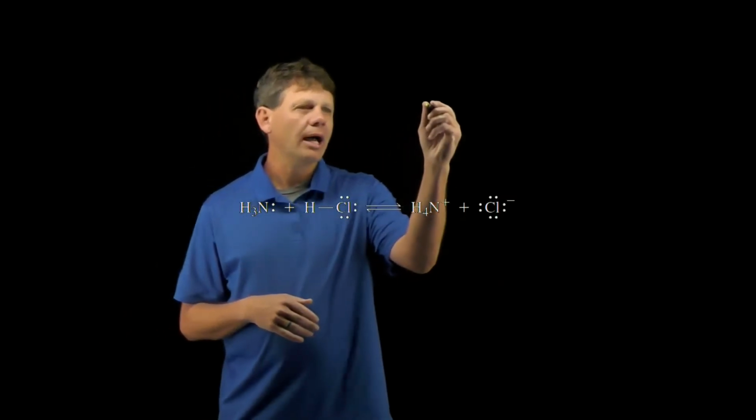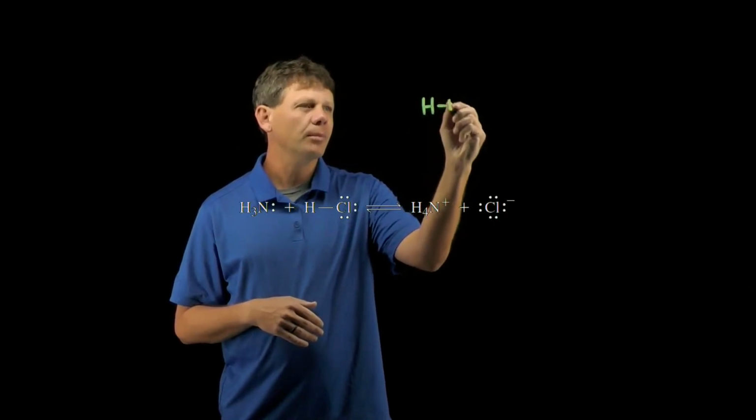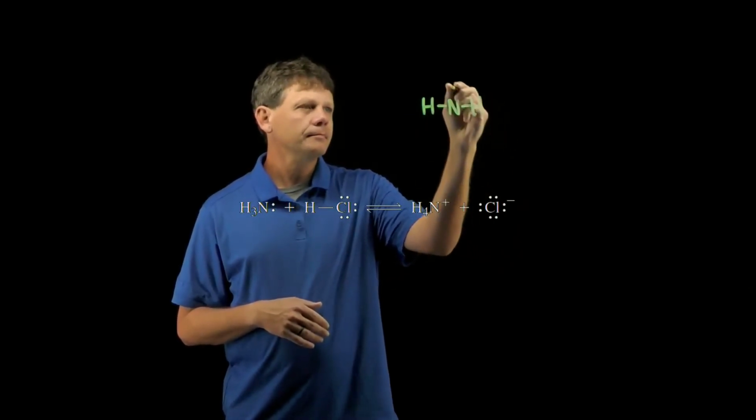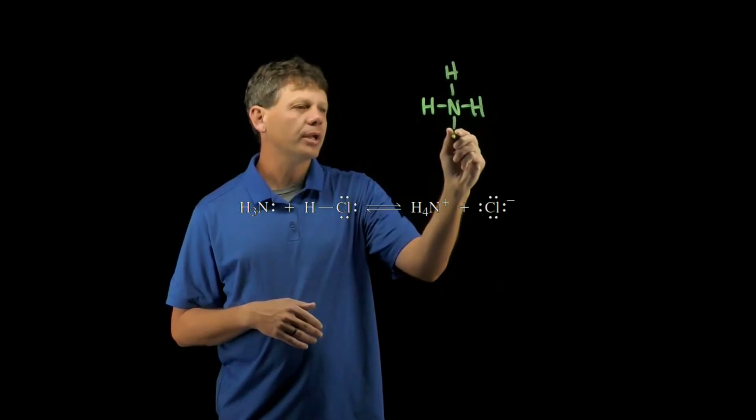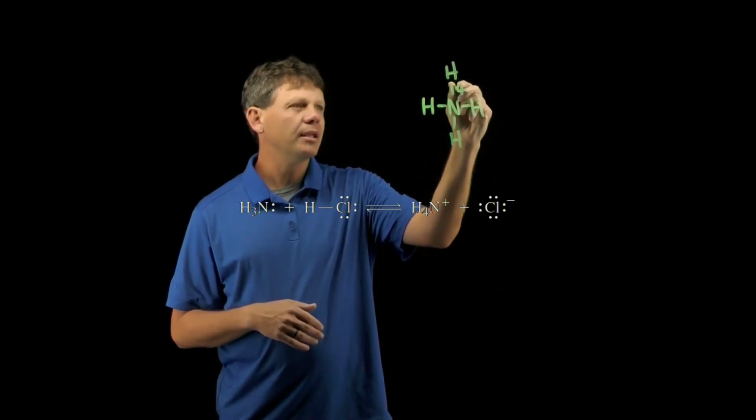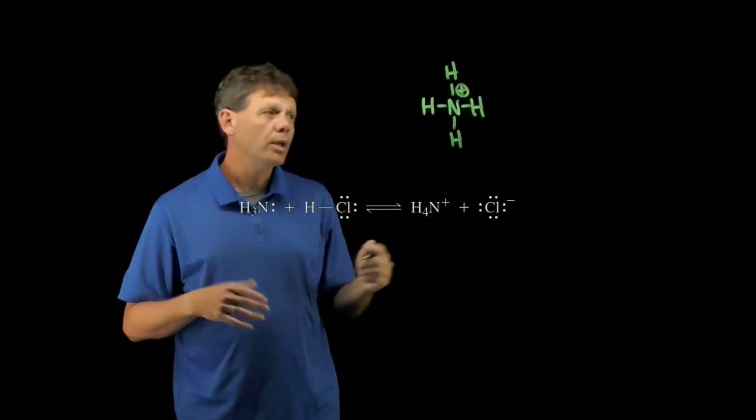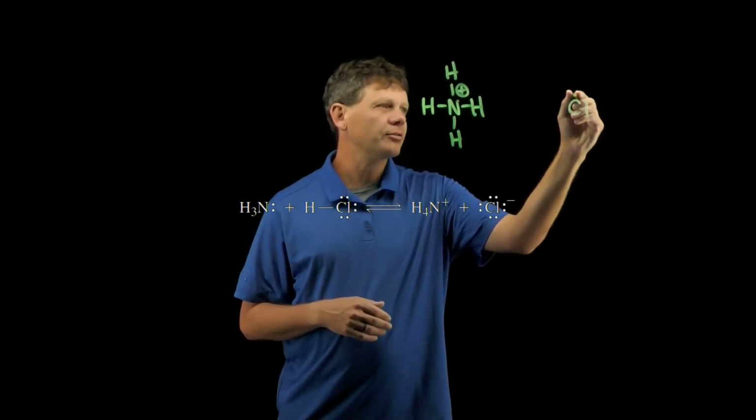And so let's draw out the Lewis structure of the ammonium ion. And knowing that we're going to transfer a proton from the nitrogen to the chloride, we can show the reaction in this way.